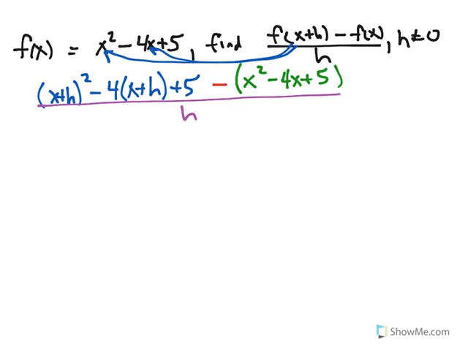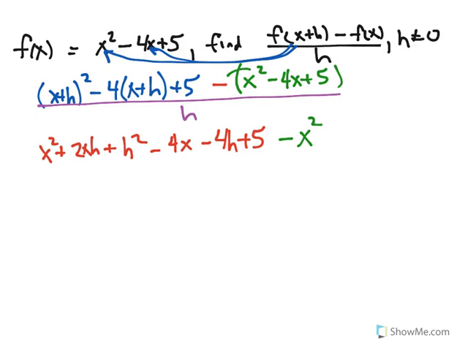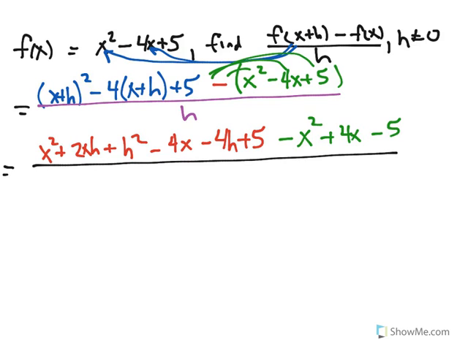Now it's just a matter of cleaning this up. So on that part I have x squared plus 2xh plus h squared minus 4x minus 4h plus 5. And now I have a minus x squared, a plus 4x, and now a minus 5, all over h. And of course we have h cannot equal 0, and usually that just tags along.